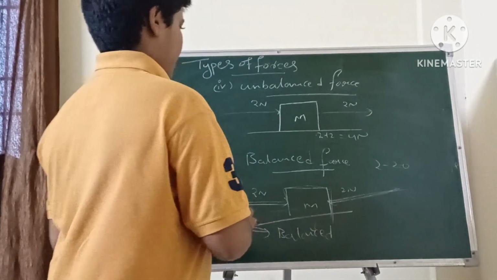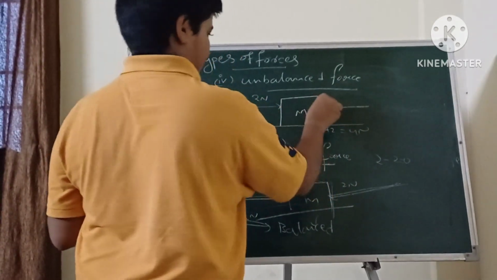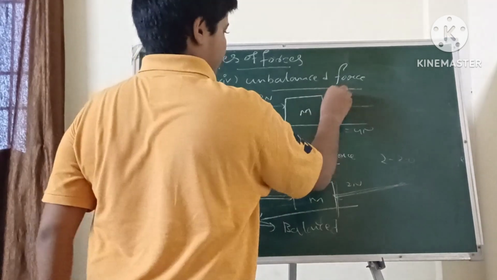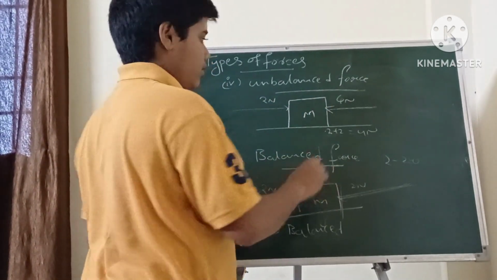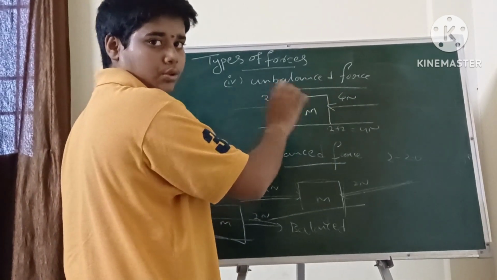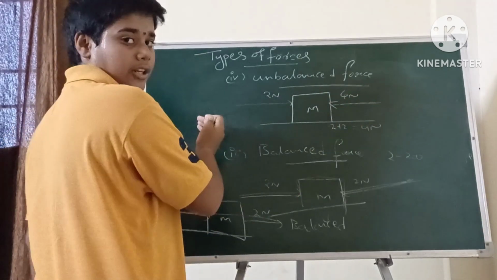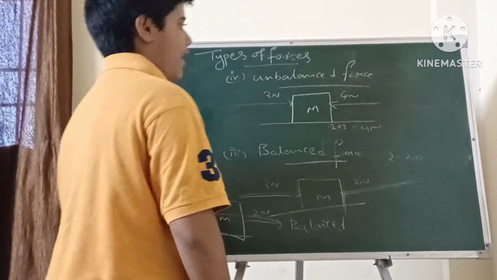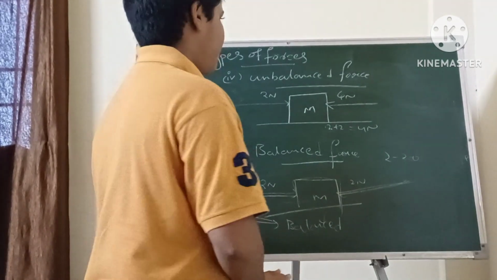Okay? I am taking on opposite direction 4 newtons. Opposite direction 4 newtons. So here we have to subtract 4 minus 2, 2. 2 means it displaces some distance through this side. So it is also an unbalanced force. Okay? These are the types of forces.